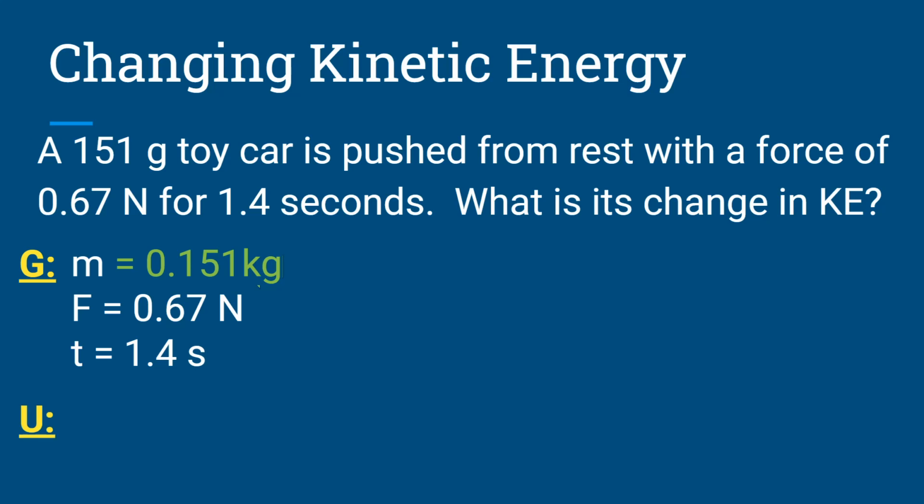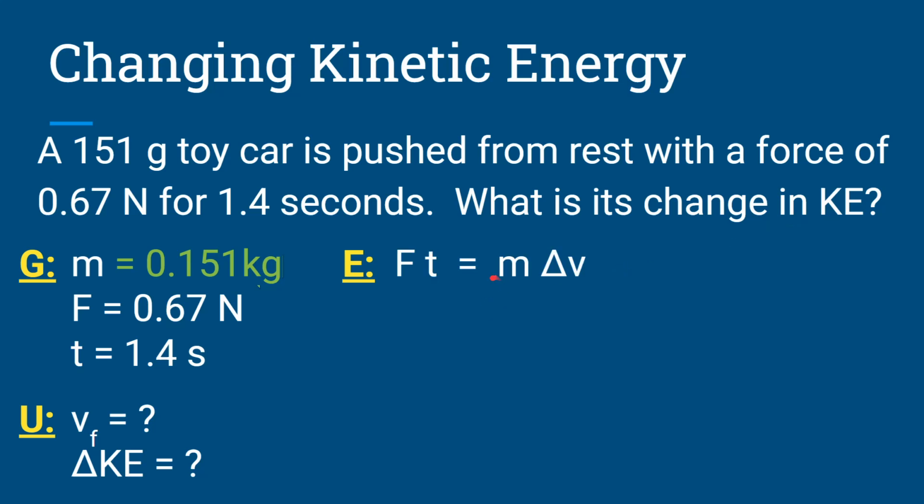My unknown is, in order for me to find change in KE, I obviously need to know my final velocity so that I can get my change in kinetic energy. So my equation, if I want to find final velocity, because I have mass, force, and time, this would be the equation I would use. F times T equals M times delta V. Okay, and so you can solve for it with the impulse momentum theorem equation from last unit.